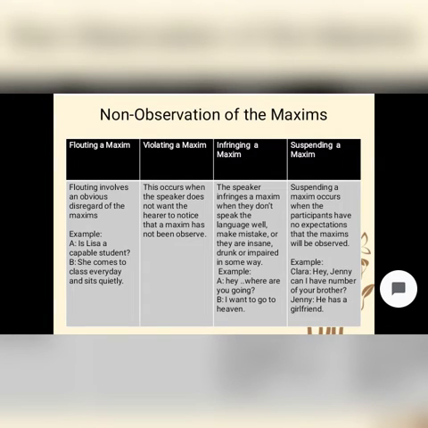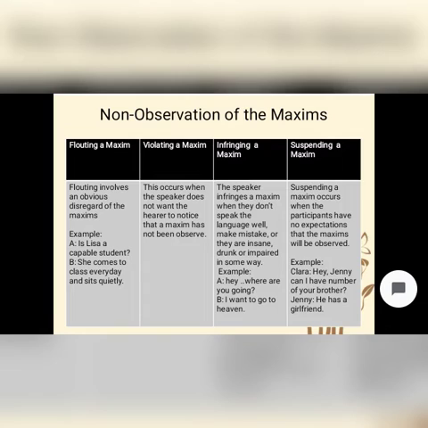Okay, now these are non-observations of the maxims. Therefore, first, flouting a maxim. Flouting involves an obvious disregard of the maxim, or deliberate implicit expression. The hearer has to decode the implied meaning. So, for example, A: is Lisa a capable student? B answered, she comes to class every day and sits quietly.